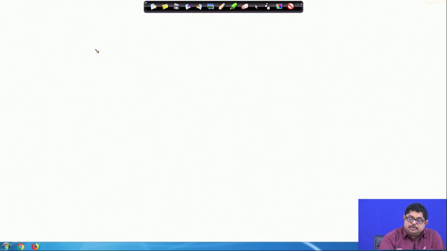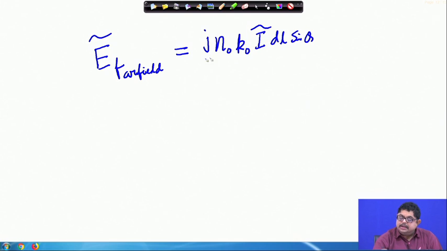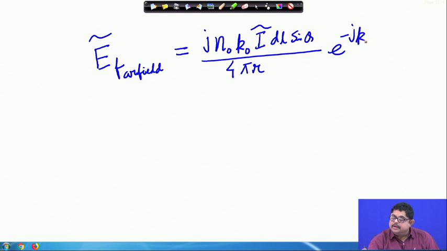So, before going further, I can say that E far field, in this case I can write for later use, is j eta naught k naught I dl sin theta by 4 pi r e to the power minus j k naught r, and it is directed along theta. So, this is one thing, and we can now see that E far field has a time phase of j.